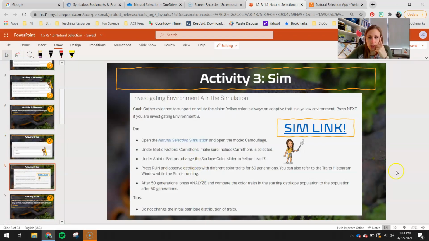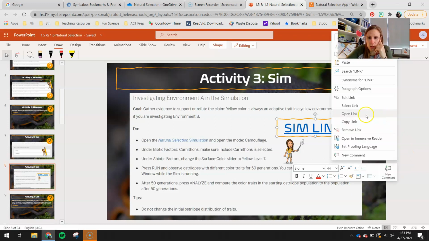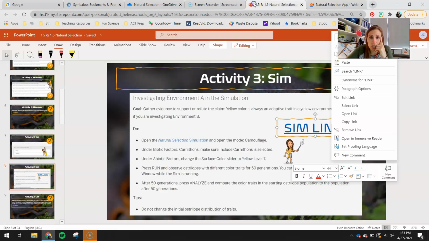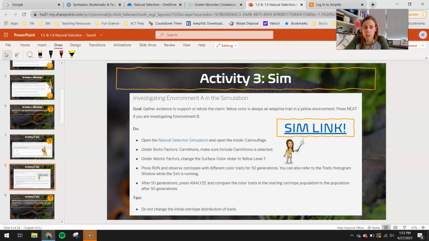So here are your instructions for the sim. Here is your simulation. You can go ahead, right-click, open that link up, and go into the simulation. While that loads, I'm going to go back and read through your instructions with you. First and foremost, your goal is to gather evidence to support or refute the claim you just read: yellow color is always an adaptive trait in a yellow environment. You will be doing both environments, so you don't have to worry about this. Press next. You will be comparing both environment A and environment B.